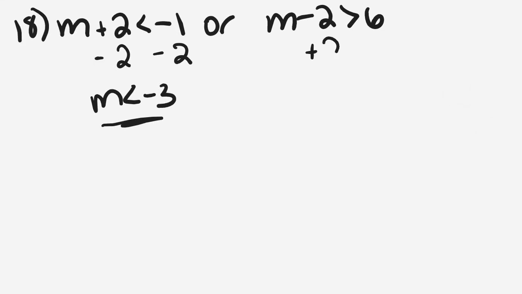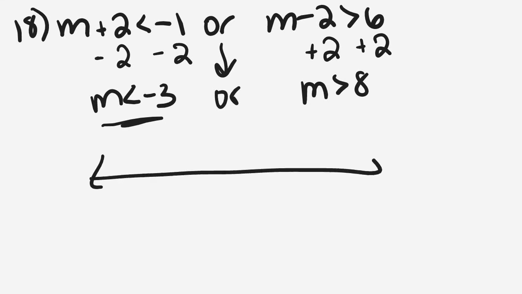So we do plus 2, plus 2. We get m is greater than 8. And what do we put in between? That's "or." Now if we want to graph that, we're going to have -3 over here, 8 over here.